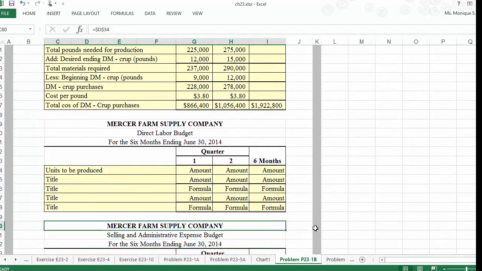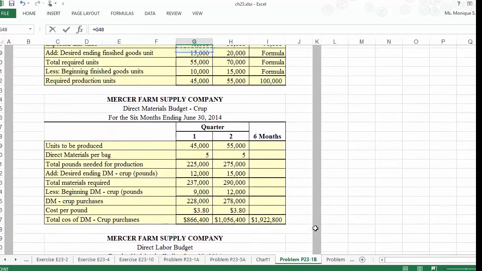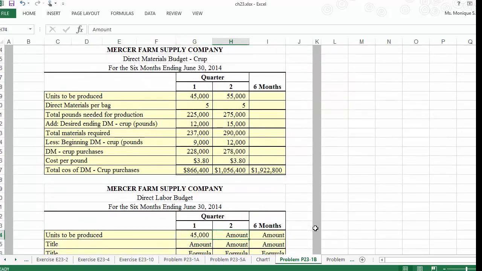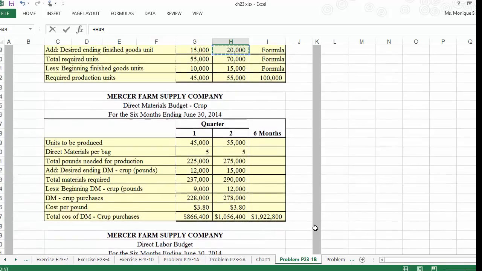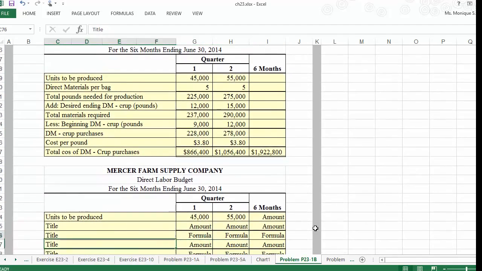Next one we're going to do is direct labor. And with the direct labor, again, you start with the units to be produced, which comes from the production report. So going back to the production budget, we had 45,000 for quarter 1, and we had 55,000 for quarter 2. And next we will look at the direct labor time and hours required for one bag.